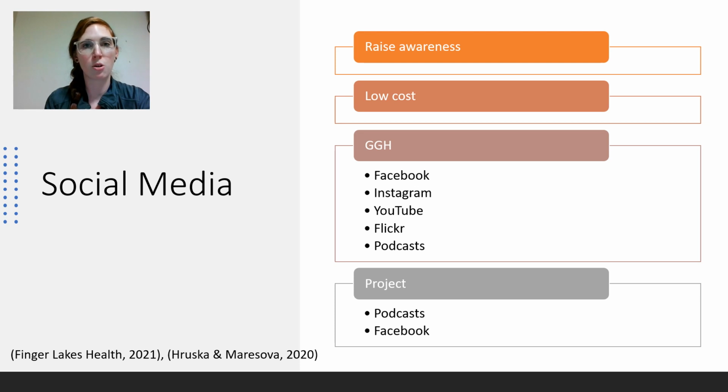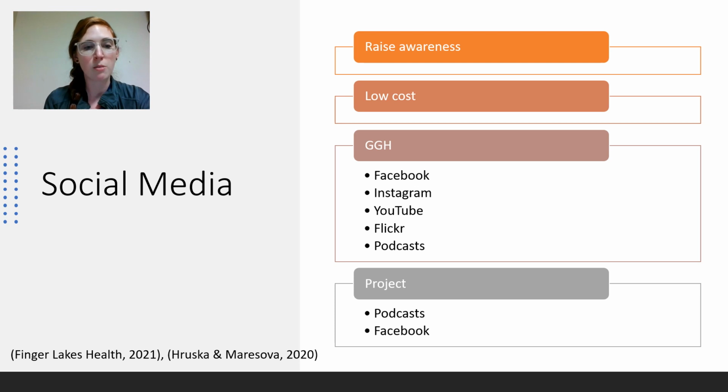If an organization knows its target audience, they can select the social media type where the information will be most successful. More information can then be generated by monitoring the social media and its content. Geneva General Hospital utilizes different forms of social media. The hospital is present on Facebook, Instagram, YouTube, and Flickr.